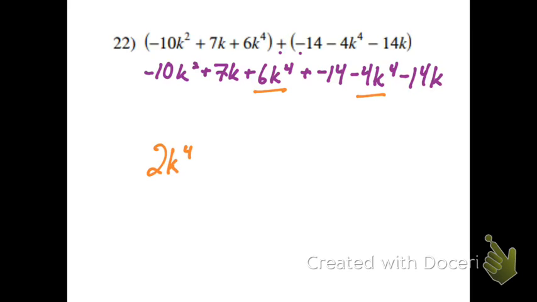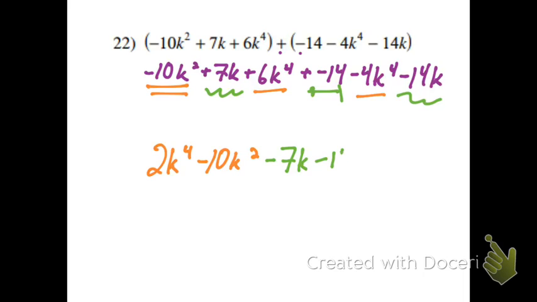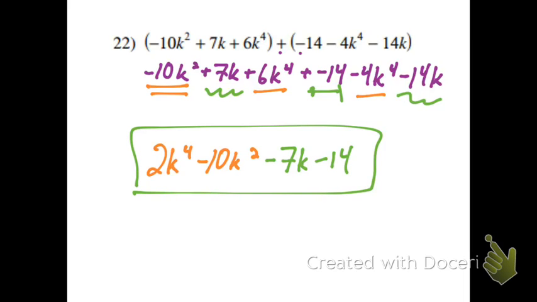Then I have my k squared, one right there, just one. So minus 10k squared. After that, I have to look for my k's. I have one right here and one right there. So give me negative 7k. And then last but certainly not least, I have my negative 14. So minus 14 right there. No other like terms to combine.